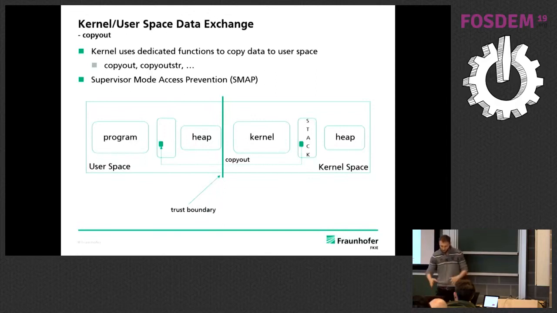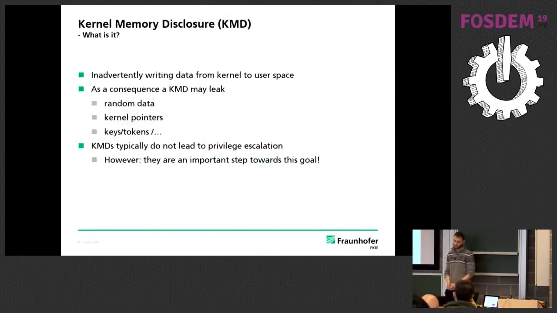If you know what a syscall is and you know about this trust boundary, then you can follow this talk perfectly, I suppose. So it's about kernel memory disclosures. And what are they? Well, one could say they are inadvertently writing data from kernel to user space. So data that actually does not belong there, but which was written there by accident. As a consequence, first you may leak random data, but for an attacker that's useless. But then the interesting stuff can happen. For example, you may leak kernel pointers or parts of a kernel pointer. And if you've got kernel ASLR, then this basically breaks your exploit mitigation.